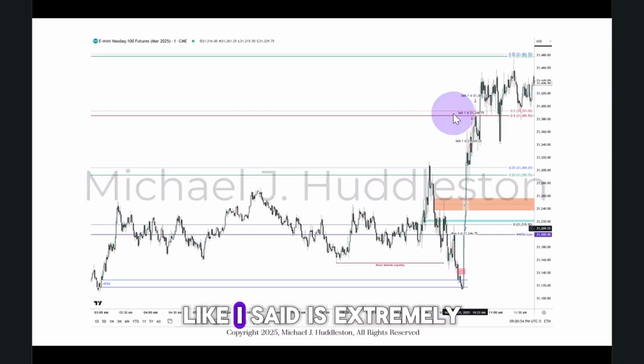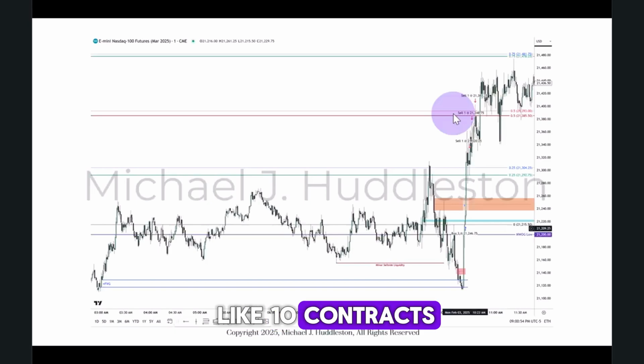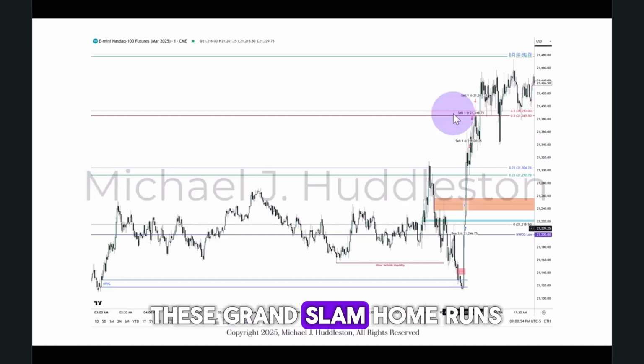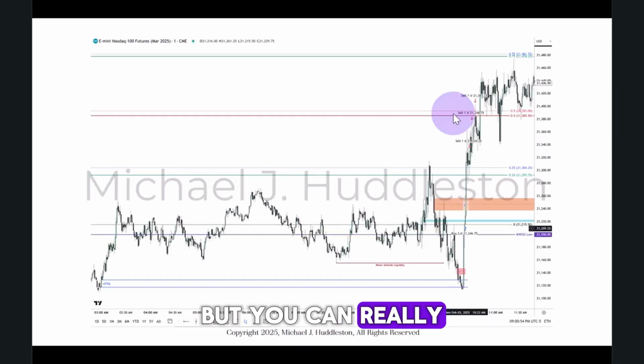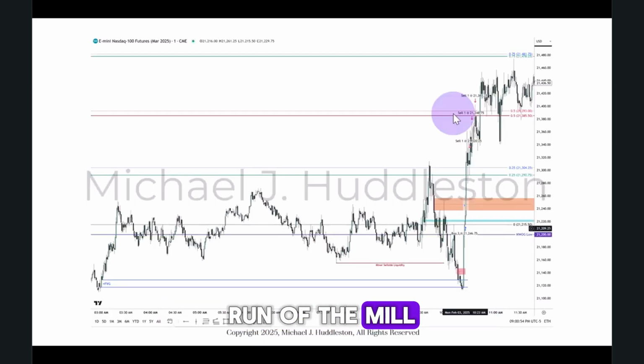I mean, the volatility, like I said, is extremely, extremely high. I usually like 10 contracts, 15 contracts, but when the volatility is this high, you have to scale it back, folks. I understand everybody wants these grand slam home runs, but you can really get hurt fast when the volatility is like this. And it's a little bit more difficult than the average run-of-the-mill trading day.